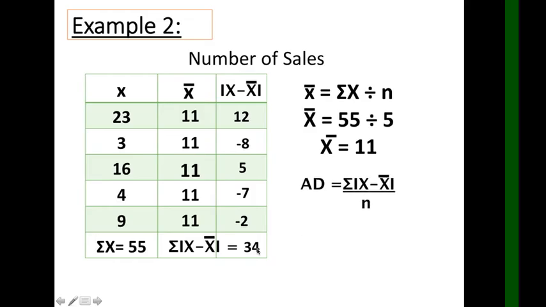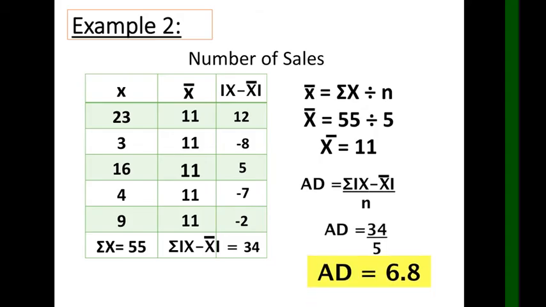And then, for the formula of the average deviation, we have the summation of the absolute value of x minus the mean over n. n is equal to 5, and the summation of the absolute value of x minus the mean is 34. So we have 34 divided by 5, and the answer is 6.8. Therefore, the average deviation of the number of sales is equal to 6.8.